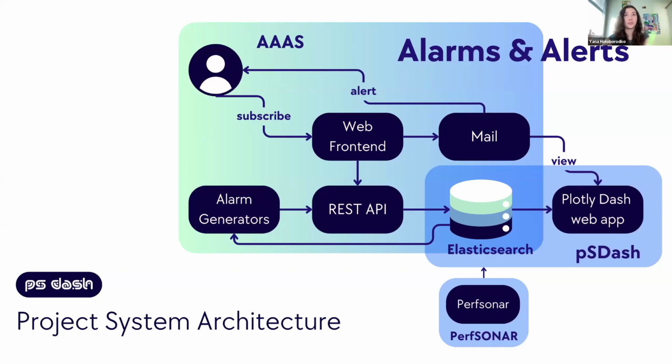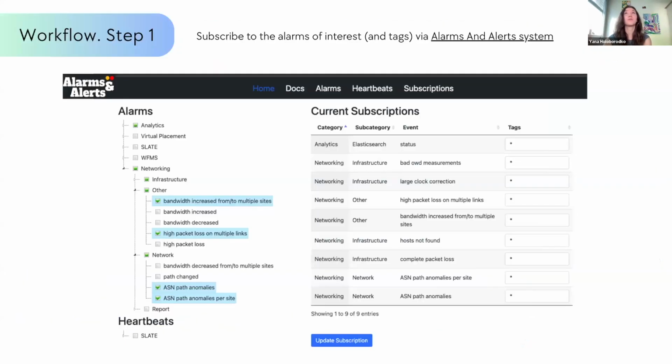So now, in general, I described the flow to you. Let's quickly go through it. So that's how the alarms and alerts page looks like. And this is, for example, my subscriptions. The idea is I'm getting lots of alarms as for now because I'm subscribed to several of the alarms.